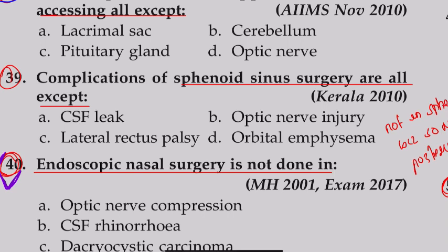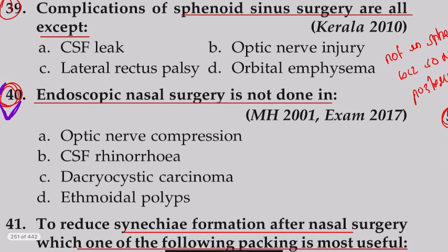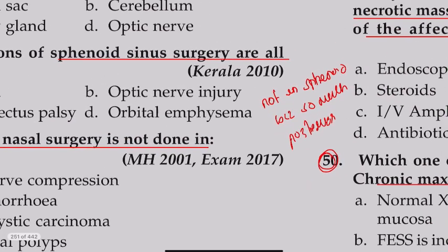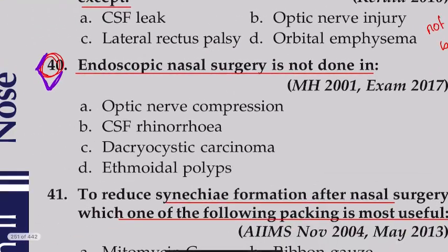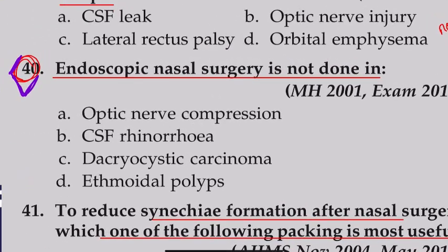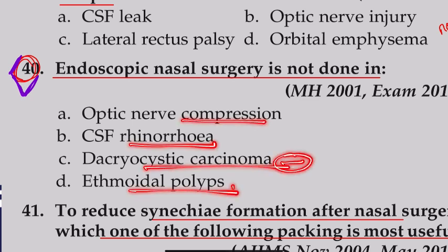Endoscopic nasal surgery is not done in. Optic nerve compression, is it done? It is done. CSF rhinorrhea, it is done. Dacryocystic carcinoma, it is not done. And ethmoidal polyp, it is done. So the answer is dacryocystic carcinoma.